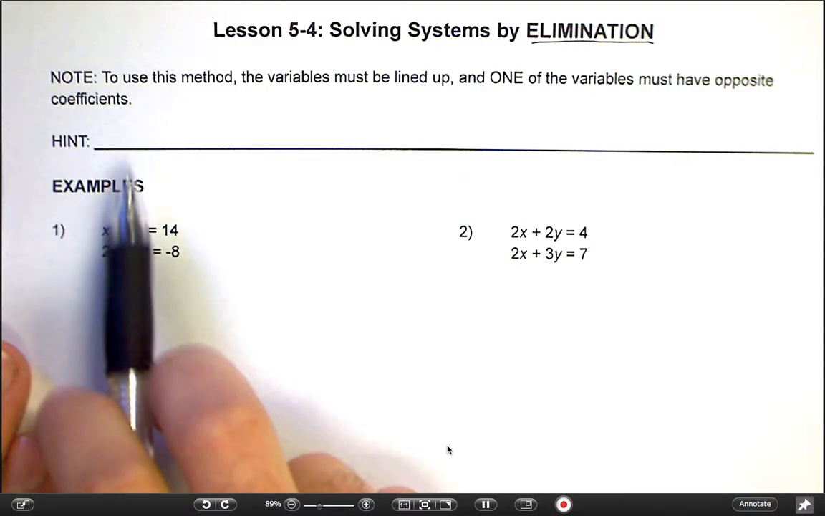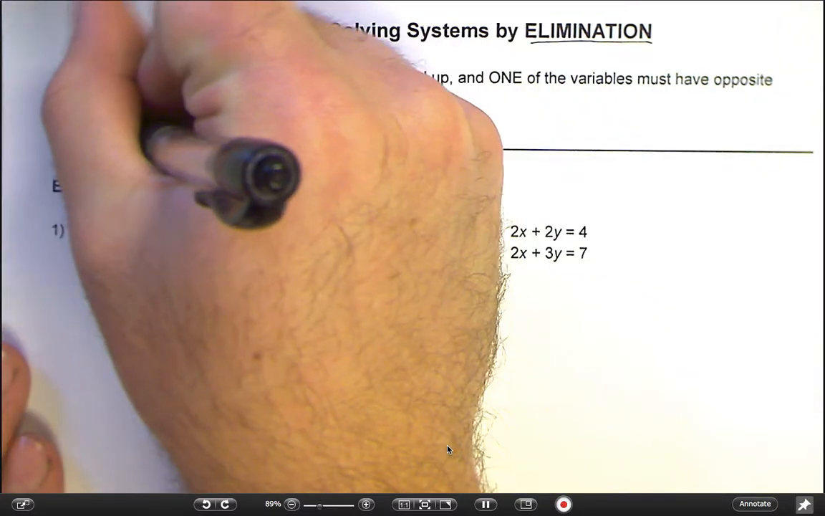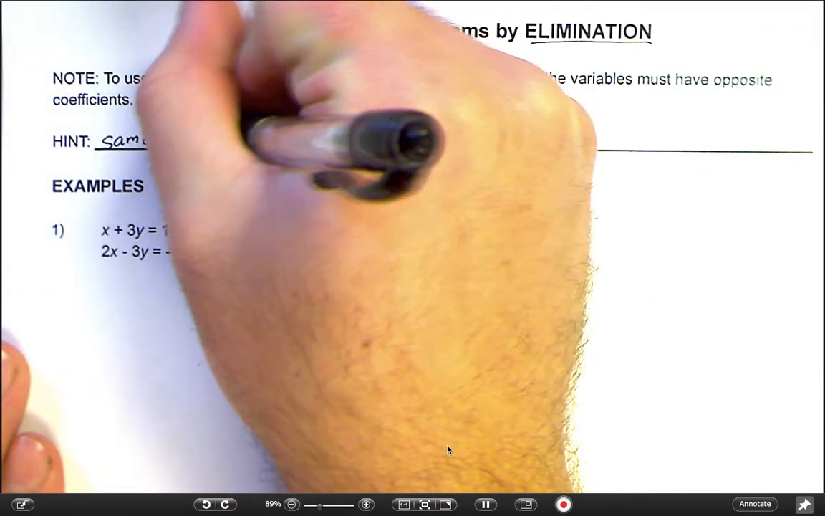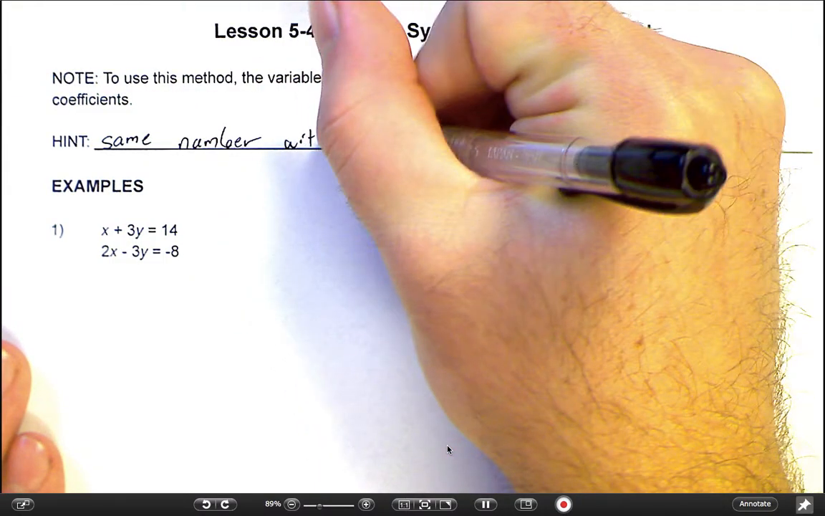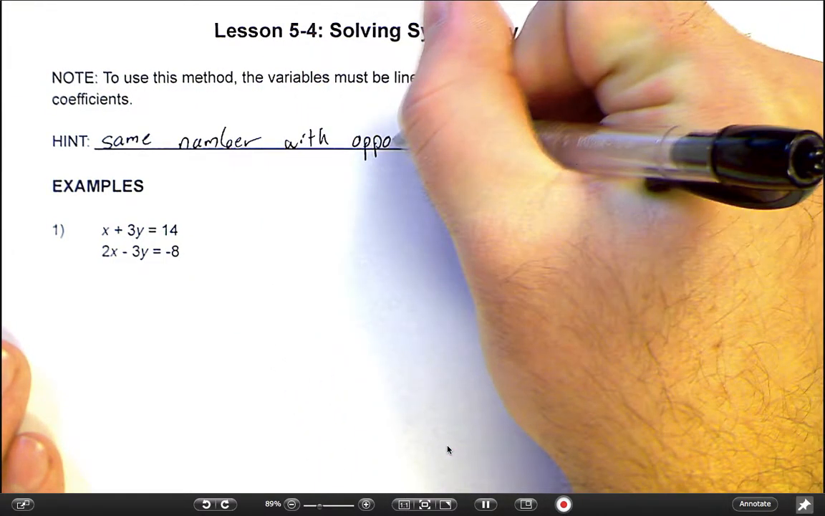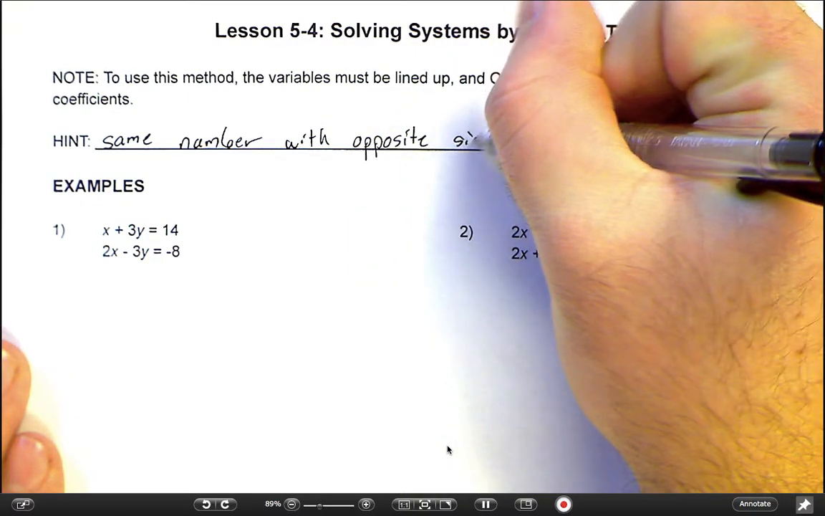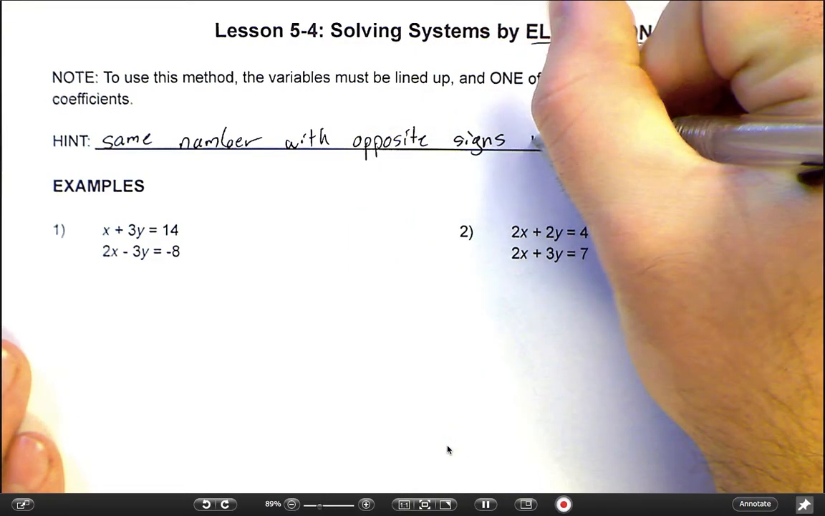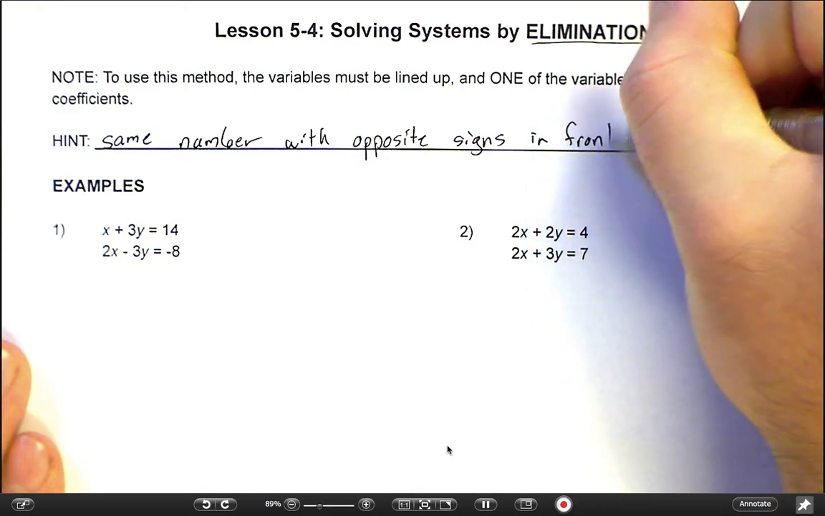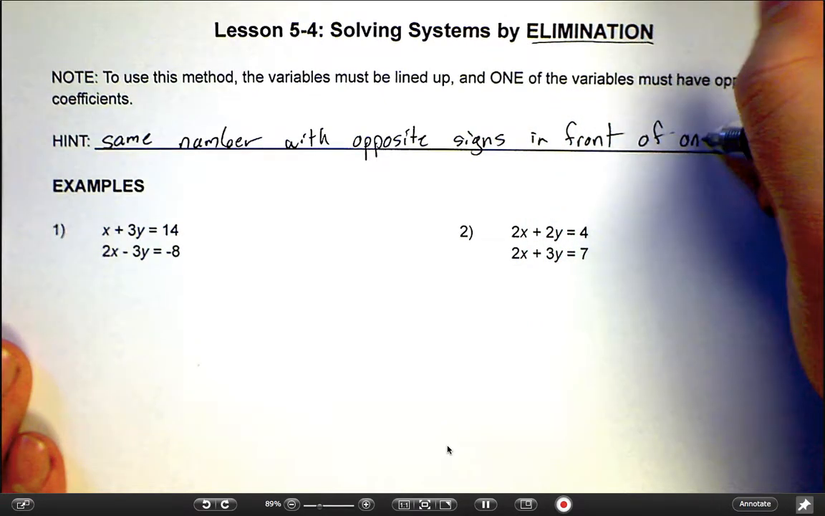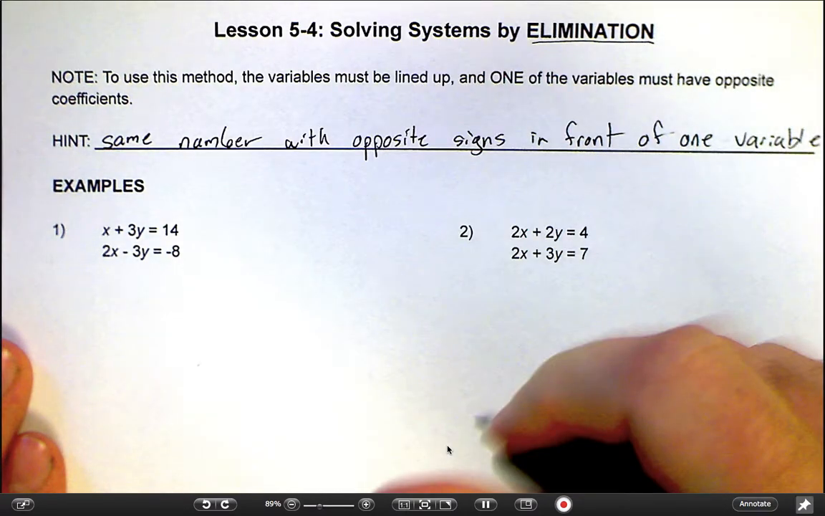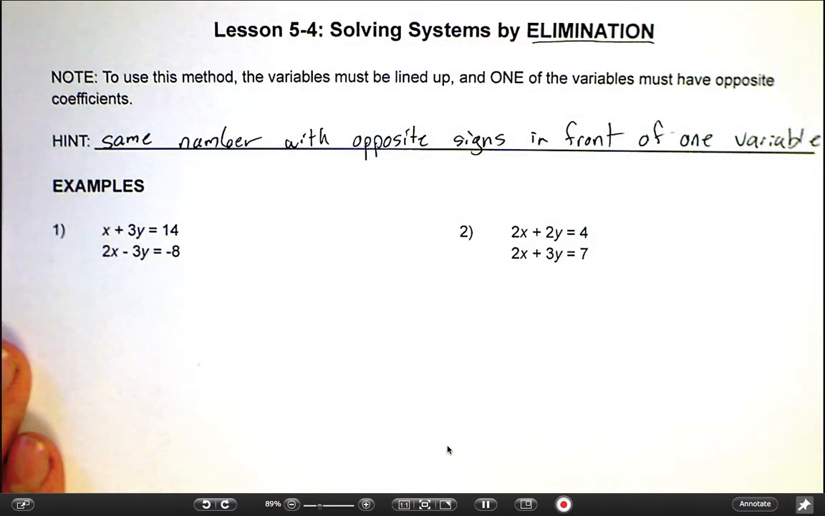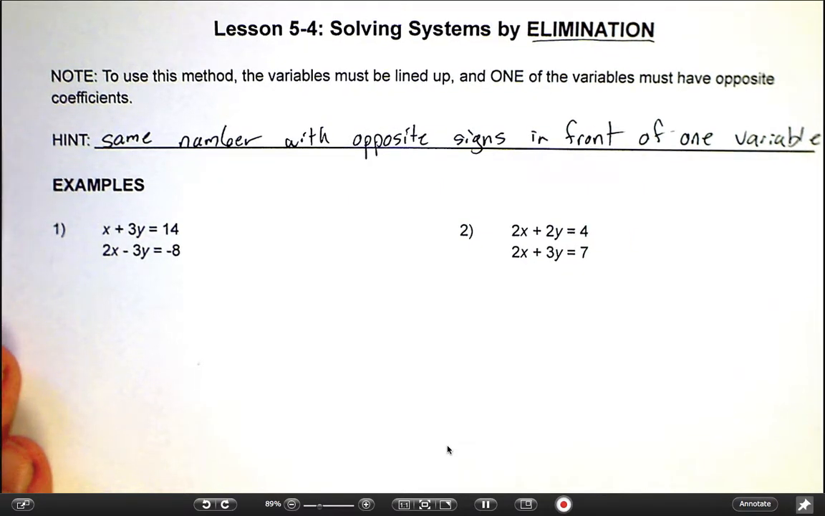Okay, so for our hint here, what we're looking for is to have the same number with opposite signs in front of one variable. Okay, and it does have to be in front of the same variable. I can't have one in front of an x and one in front of the y, or I'm just not going to get things to cancel out the way I need to.